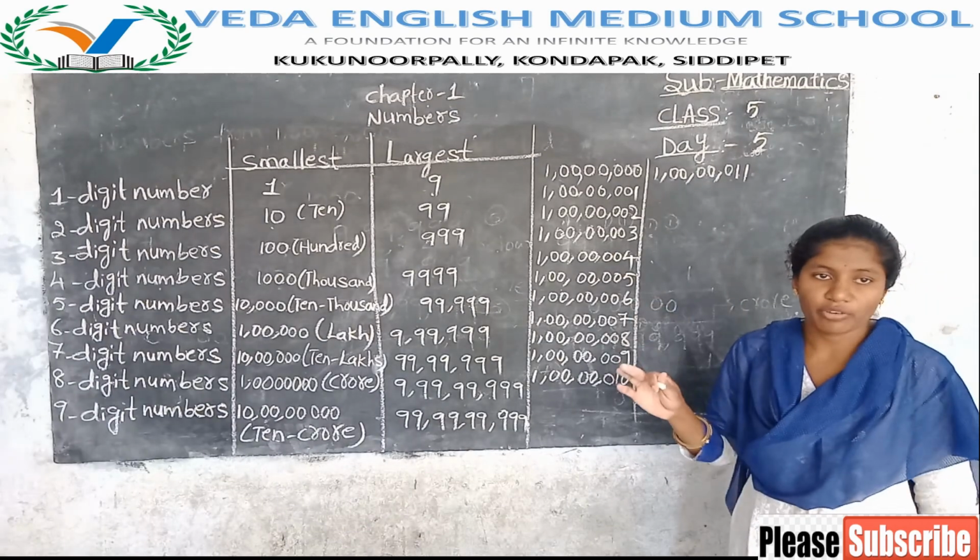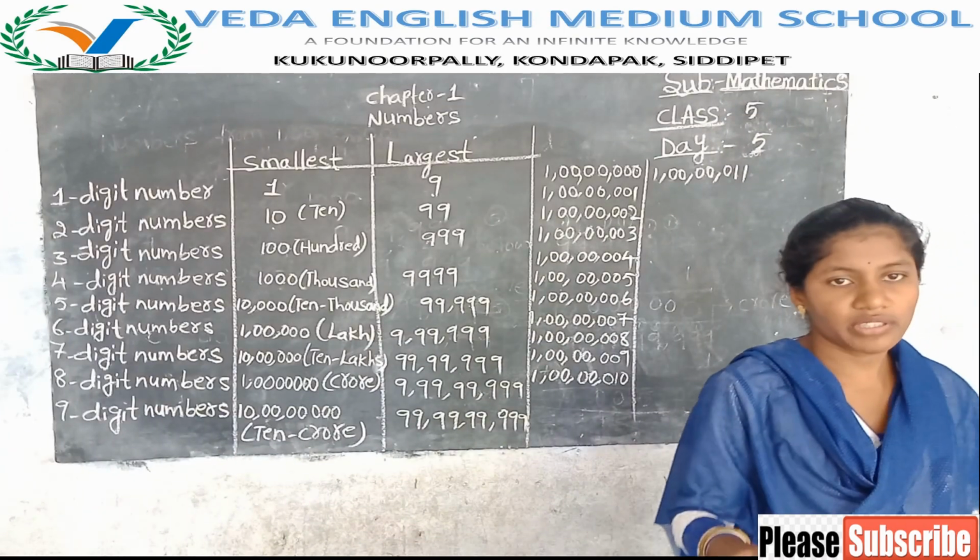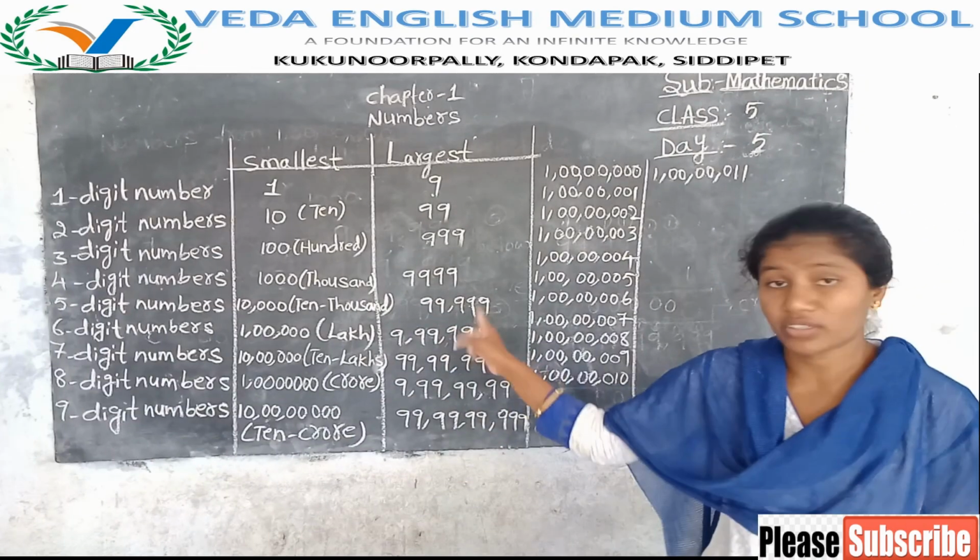Okay children, up to here learn perfectly. In the next class we will learn how to write numbers. Okay, very good. Practice this box.